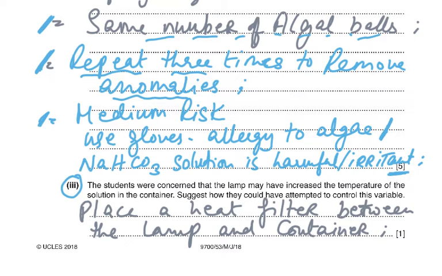Place a heat filter or a heat shield between the lamp and the container, something which is going to absorb the heat but will allow light to pass through. A heat shield is just 2 pieces of glass with water in it. So it allows light to pass, but it won't allow the temperature to change. So this is what you have to say, a heat filter or a heat shield.